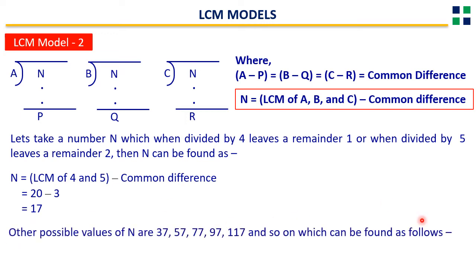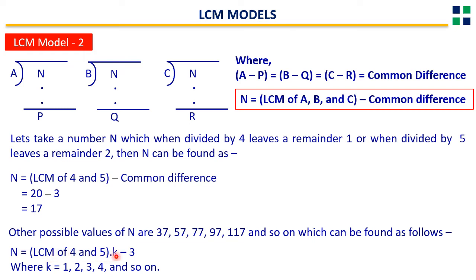Other possible values of n are 37, 57, 77, 97, 117 and so on, which can be calculated like this. Here you just have to add k: LCM of 4 and 5 into k minus the common difference. If k is 1, the number is 17. If k is 2, the number is 37. If k is 3, the number is 77, and so on. Now let us try out some questions on LCM models 1 and 2.